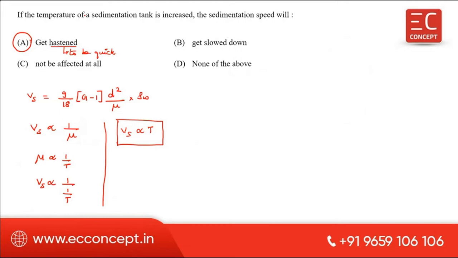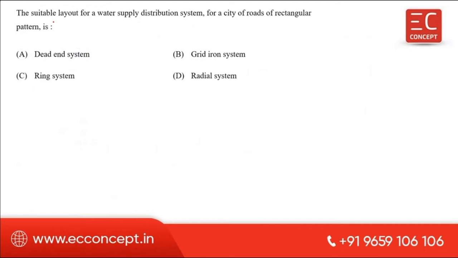Therefore, that is the meaning. Okay. Then next one is the suitable layout of a water supply distribution system for a city of rectangular pattern. For rectangular pattern, this is the answer, gridiron system. Gridiron system is the most suitable system for a rectangular road pattern. A ring system and radial system are both used for a well-developed city, but the dead end system is used for an old town or city.